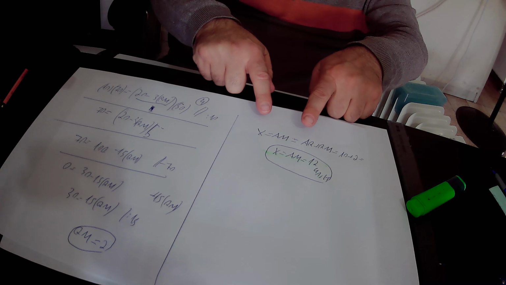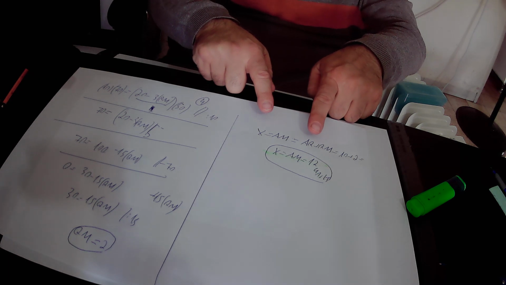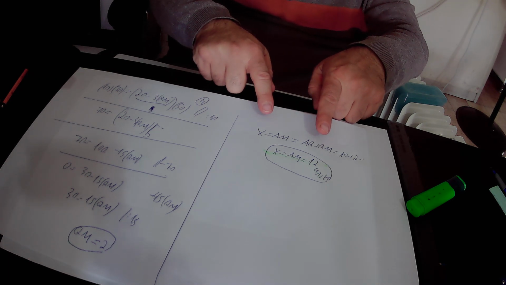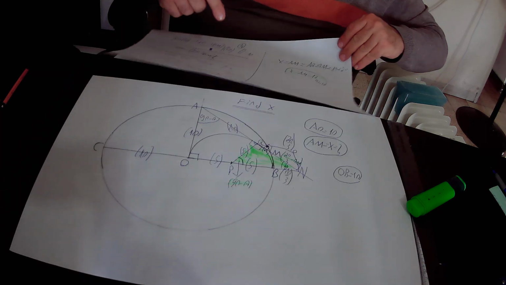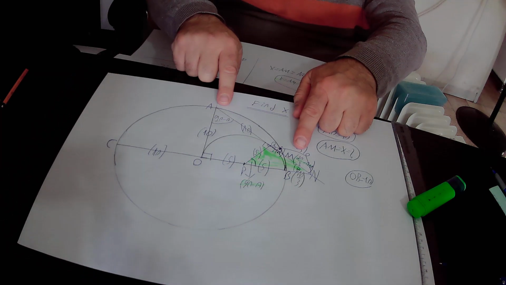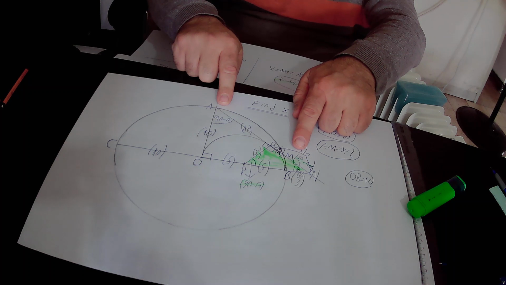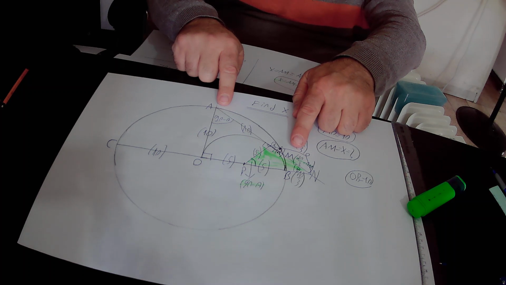So x, that is equal to AM, equals 12 units in its length. Repeat again, the length of this line segment AM, that is equal to x, equals 12 units in its length. Okay, thank you very much.